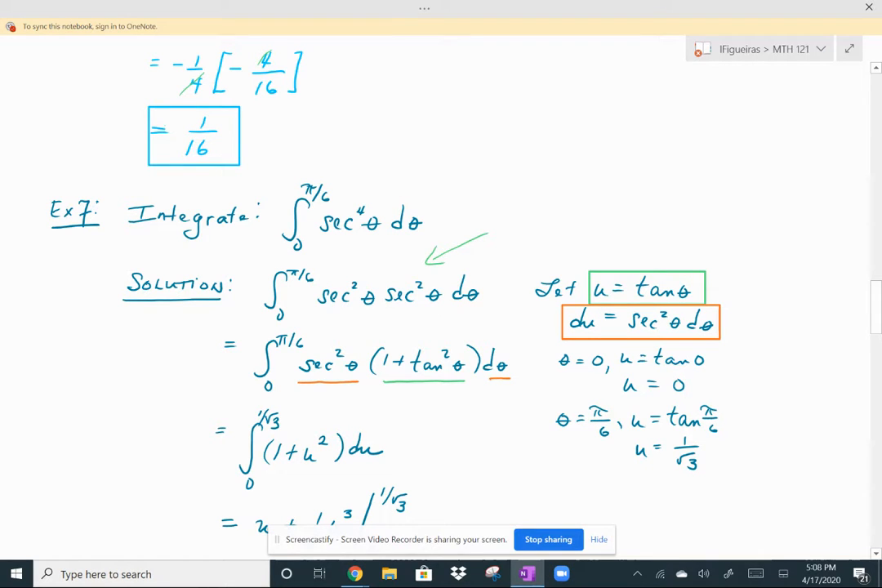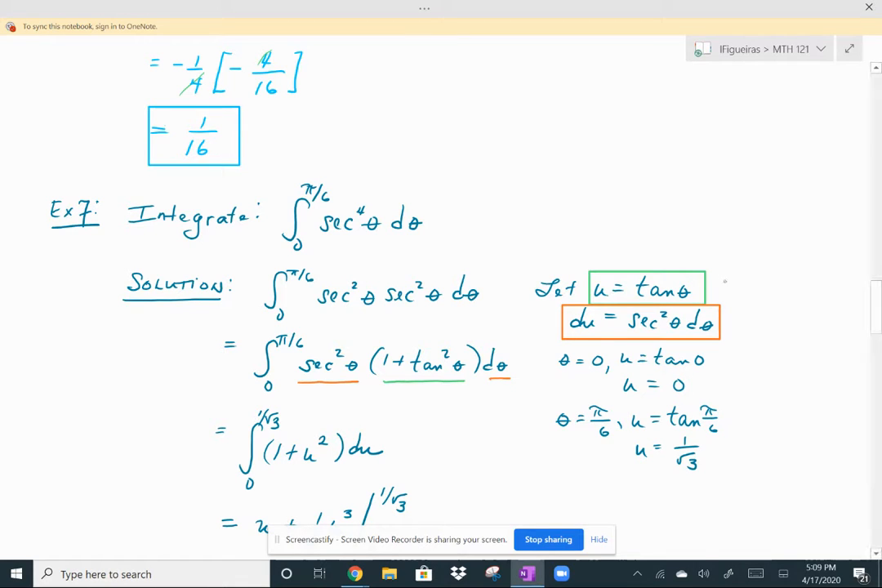Now, that's somewhat helpful because I know that secant squared is the derivative of tangent, but I can't do anything with the integral as it is, secant squared and secant squared. So I'm going to make a substitution. Secant squared is equal to 1 plus tangent squared of theta. That's one of the Pythagorean identities. Once I write it like that, my integral is a product of two expressions, and one has the u in it, and one has the du.